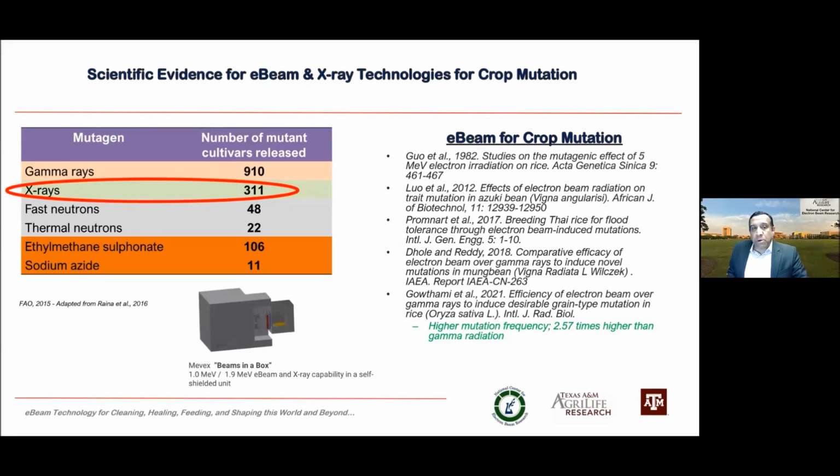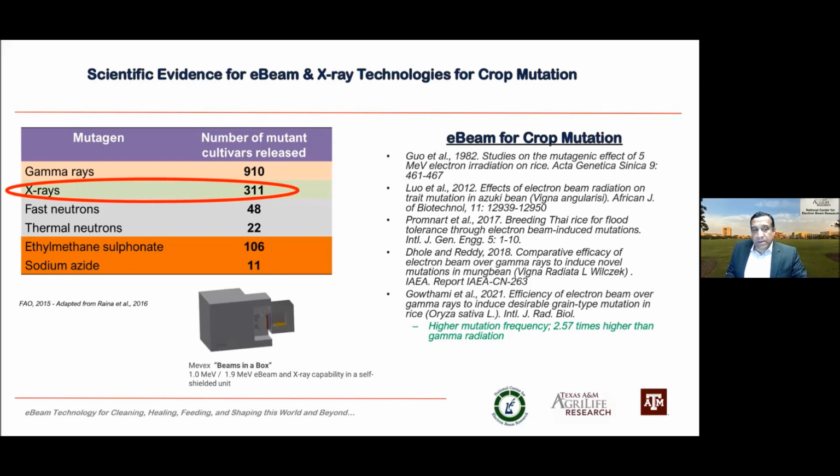Now there's a growing body of literature showing that even electron beam can be used for crop mutation. That's been used on rice, it's been used on beans, it's been also used on, for example, breeding Thailand rice. And so rice has been targeted for electron beam research for crop mutation breeding. At Texas A&M University, there are researchers now who are using it on sorghum and wheat.